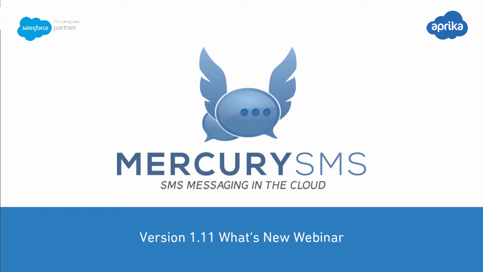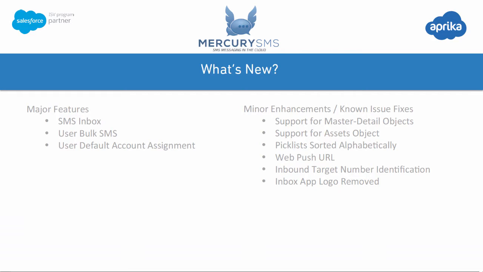Let's take a quick look at the new features and then we'll jump into some detail. So we've got some really cool features coming in this new release, and by far the thing that we think is the most amazing is the new SMS Inbox. It's giving you real-time visibility of any new messages immediately as they pop into Mercury SMS. So we'll take a look at that.